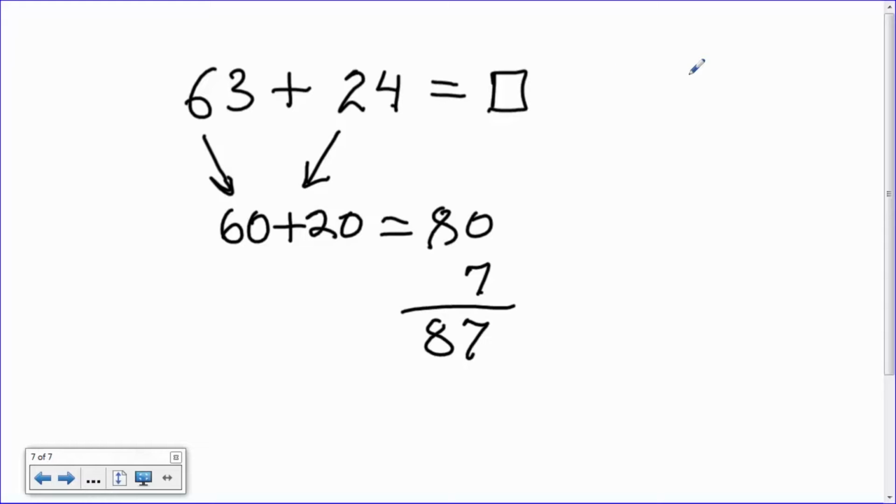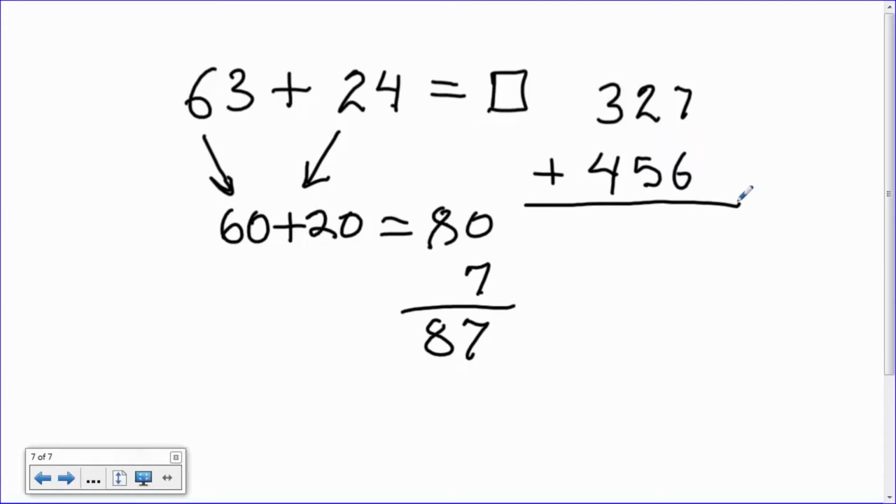We'll try one. If we've got 327, 456, let's say, and we're trying to add those together, can we do that in our heads? Can we keep track of the fact that the 300 and 400 is 700, so I've got 700 filed away in my head, and then I've got 50 and 20, which is 70, and I've got 70 filed away in my head, and I've got 7 and 6, which is 13, filed away in my head, and so I know I've got 770, and I've got 13 more to go. That's 770, one more 10 is 780, so it's 783.